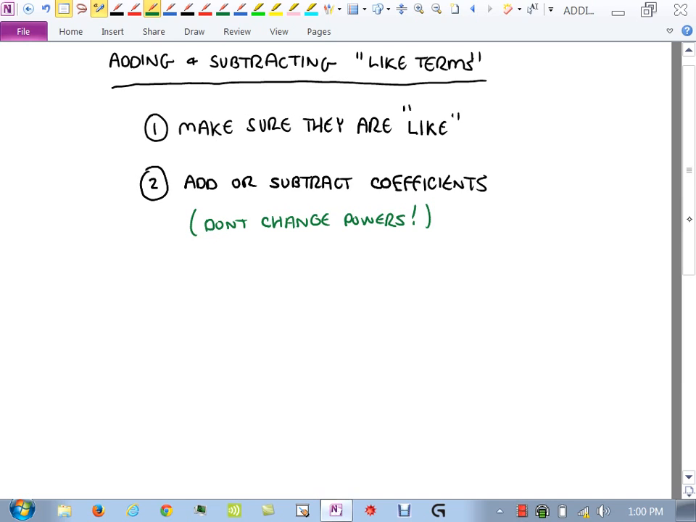So here are some examples. We'll start off with something that most people would be comfortable with. What if I said take 5x and add it to 3x? Most people would be comfortable with that being 8x.